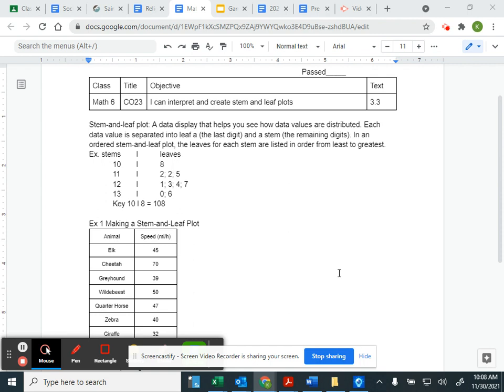Did you guys do it at all in 5th grade? No. All right, so we're getting into the new graphing.